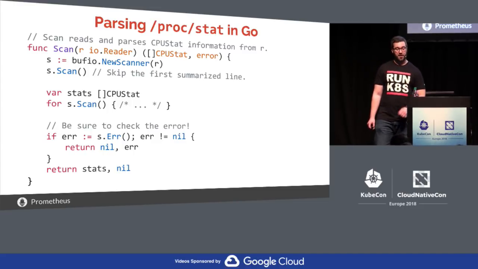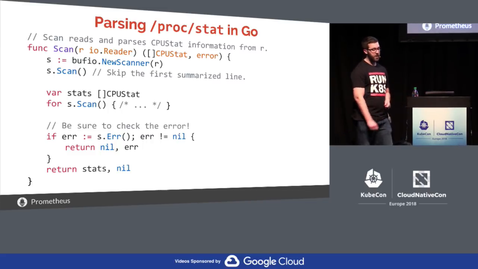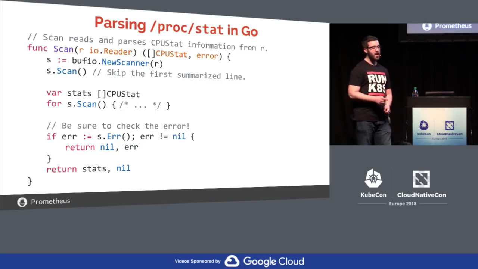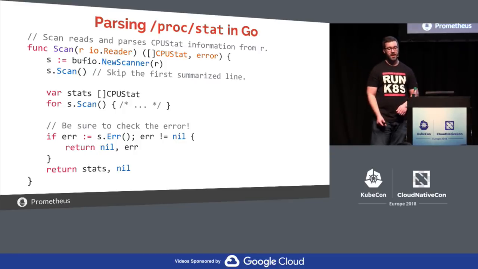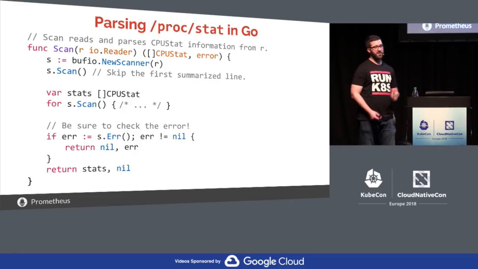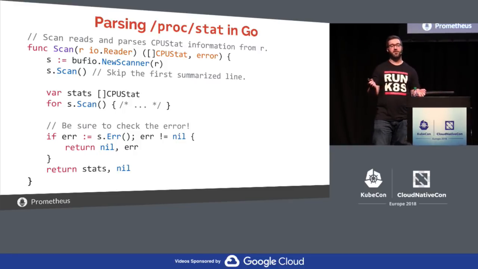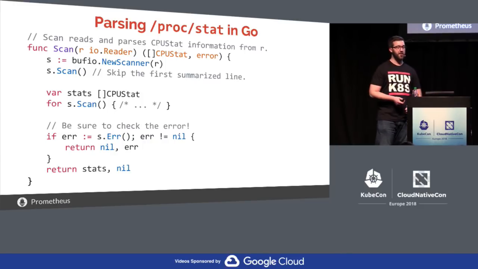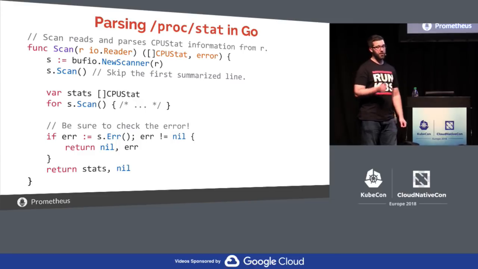And also, as it turns out, the bufio.Scanner type takes an io.Reader, and we can use that to easily scan over text-based input. So we create this bufio.Scanner. We're going to skip the first summarized line because we don't need it, and then we enter this inner scanning loop. If, for some reason, our scanning loop exits early, say, for example, we're reading from a network stream and there's EOF or something similar, we need to be sure we check the error from this scanner type. This is important and often overlooked, so be careful.